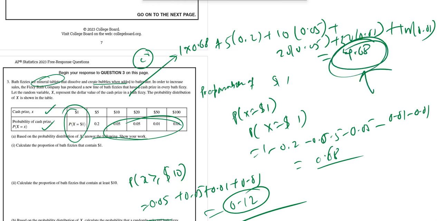4.68, which I pre-calculated. So the expected value is the mean of the cash prizes, the result from the long run of many trials of randomly selected fizzies and determining the amount each contains.